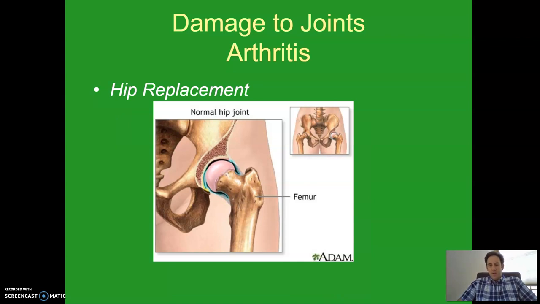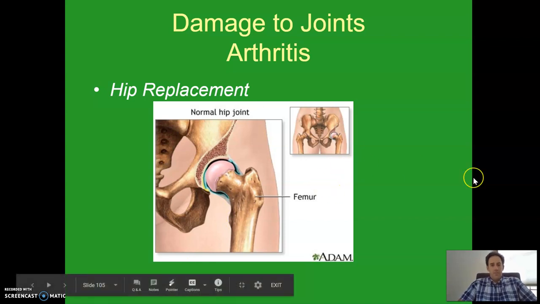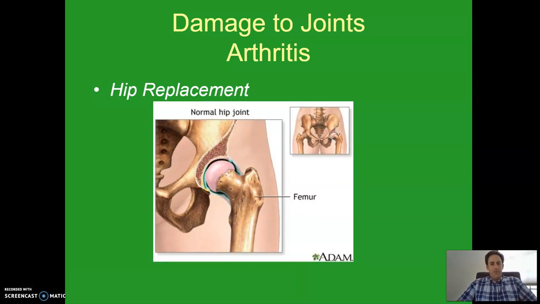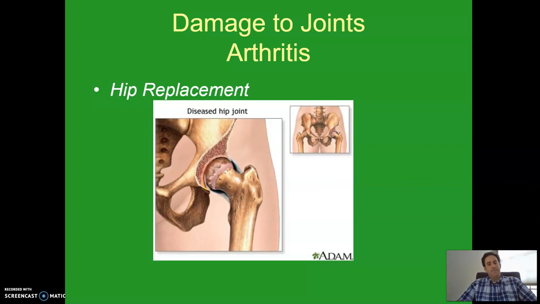And so what do you do about that? Well, sometimes you'll actually have to replace the entire joint. So how do you do that? If you have a hip replacement, what's going on there? Here is a typical healthy hip. Let's go ahead and give them arthritis. Ready? Just like that. There's an arthritic joint. So healthy, arthritic, healthy, arthritic.